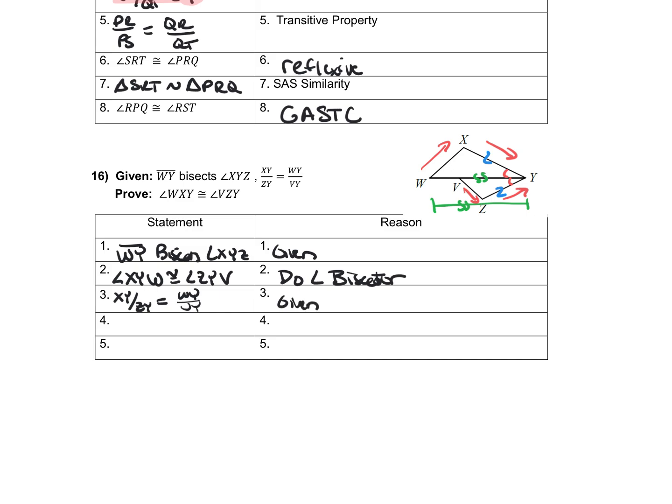So now I can say these two triangles, triangle XYW is similar to triangle ZYV because of side, angle, side similarity. And now I can say any two angles, corresponding angles are congruent and corresponding sides are proportional. So I can say angle WXY is congruent to angle VZY because corresponding angles of similar triangles are congruent.